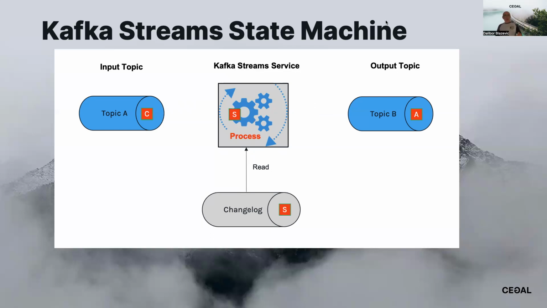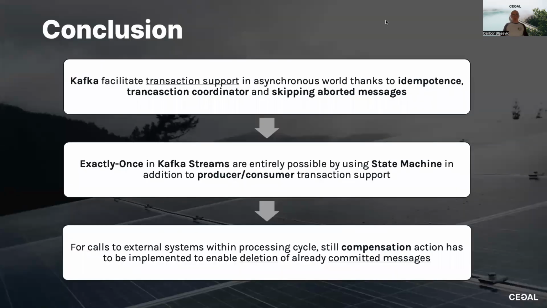All right, and then when it reads a message again, it compares it with the state that has been read from the changelog. This state is then updated, and the process resumes from the point of the state that was last saved. And thus, effectively, Kafka Streams allows us to have exactly once delivery from topic A to topic B, even in the case of a crash.